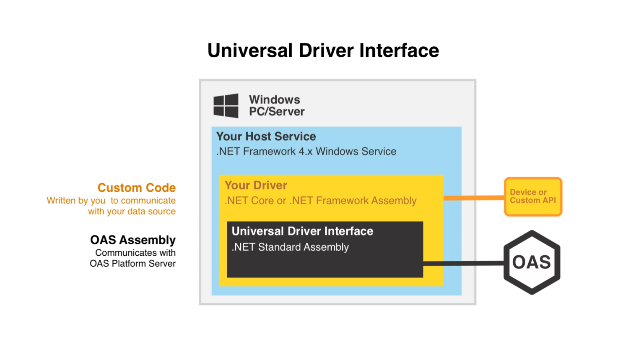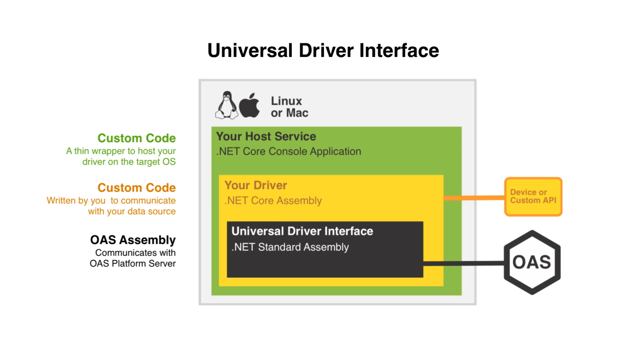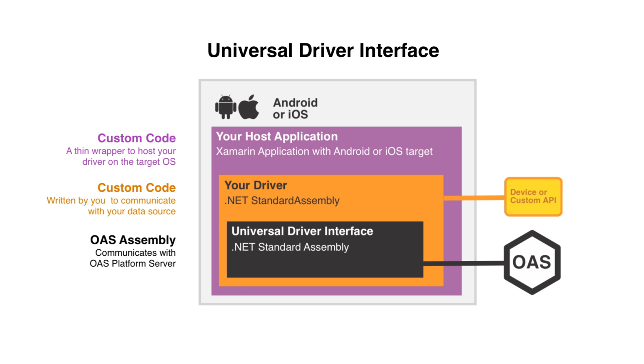This is also your own custom code, but it's a very thin wrapper, which is specific to the platform that it's going to be deployed against. So for example, on a Windows machine, you might have the host be a Windows server. On a Linux or Mac machine, this might be a console application. And on an iOS or Android device, this could be a Xamarin application that can be run as a native app.